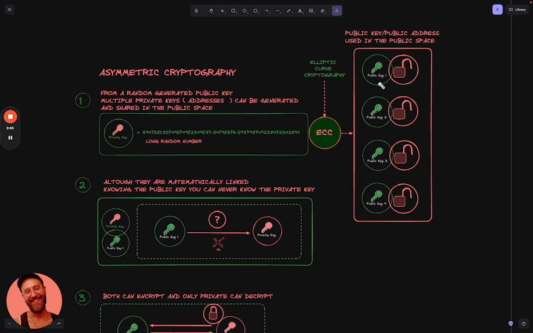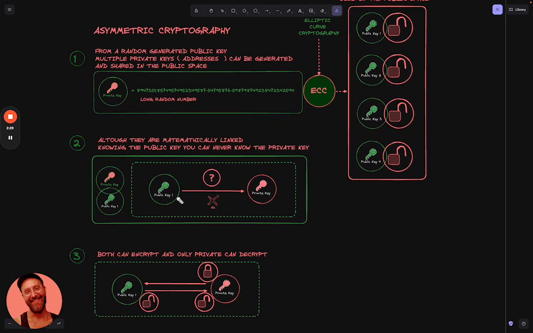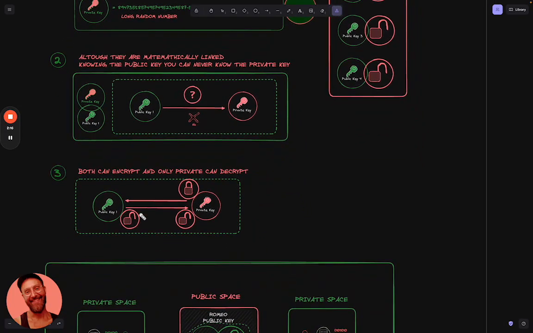So these public keys or public addresses, you can put them out in the open on the web, and everybody can know them. And there is no way that from this public key that is put in the open, anybody can know the private key. From the private key, you can generate the public key, but from the public key, you cannot generate the private key. So the public key can encrypt, and the private key can encrypt, but only the private key can decrypt.